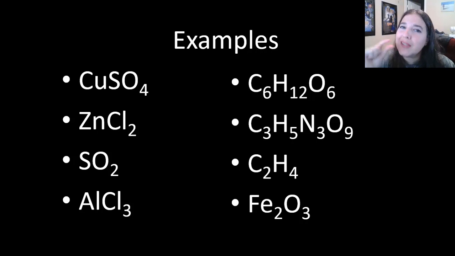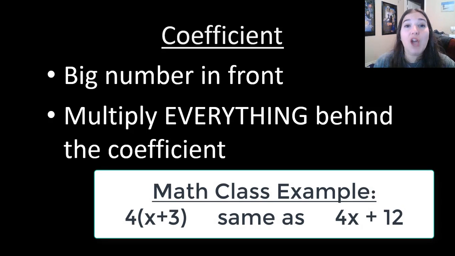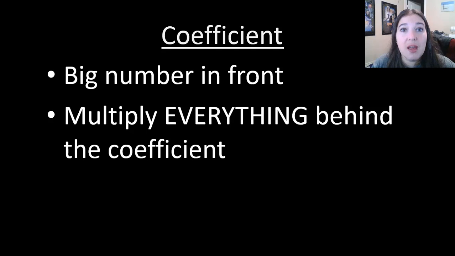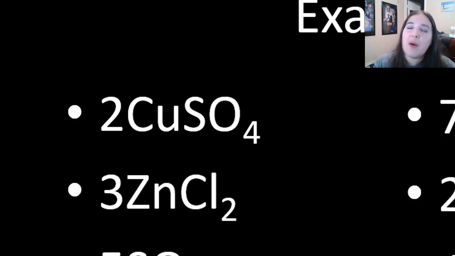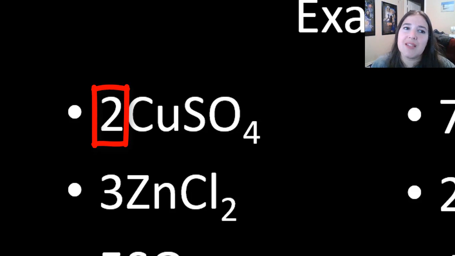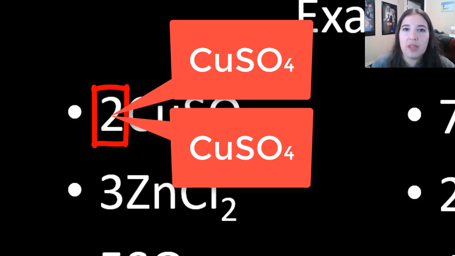Every now and then you'll get a little more complicated of a formula. So let's talk about complication number 1. Complication number 1 is a coefficient. Just like in math class, a coefficient is a big number in front that you use to multiply everything after it. The coefficient basically means in chemistry, I have that many molecules of the compound there. So I used the exact same molecules I just had a second ago, copper sulfate, but now I have a 2 in front of it. So that means instead of just copper sulfate, I have 2 molecules of copper sulfate there.